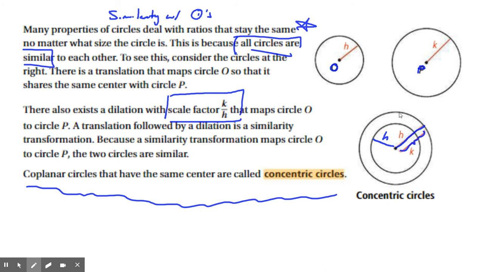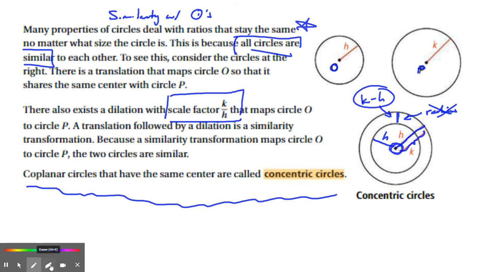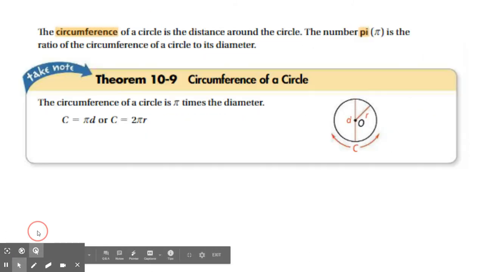I want to draw your attention to this space here, right? That space right there is not a radius. That space right there would be the measurement of K minus H, the difference in their two radii. So be aware of that. When you're going to use a radius, you have to use the center of the circle. So keep that in mind as we go through some problems today.